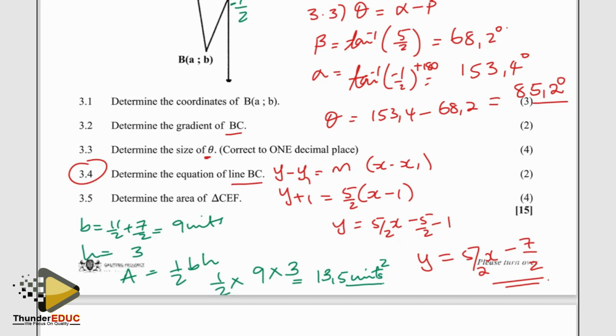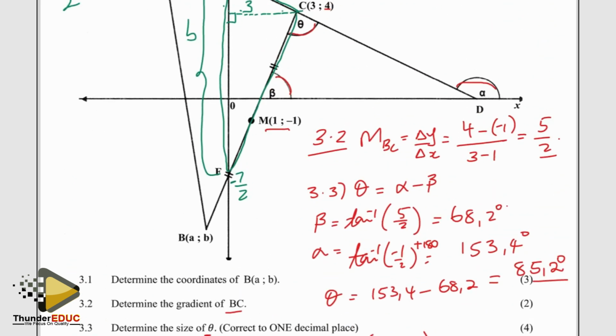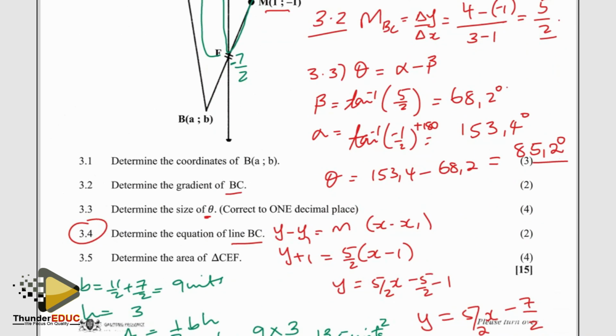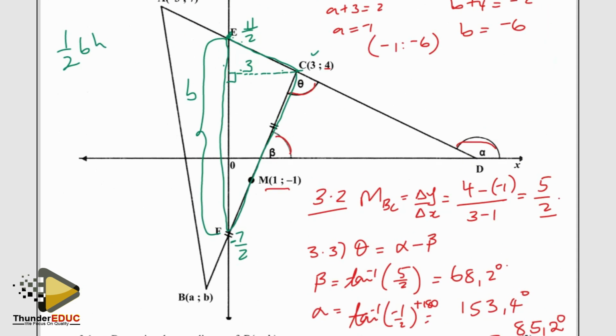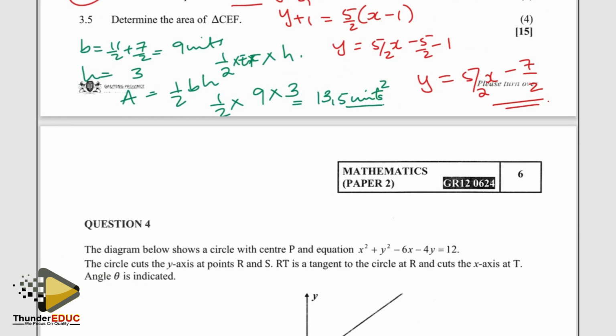Okay. So remember, we agreed that our base is going to be EF. So you can also write it as a half times EF, then multiplied by the height, which is now the 3. Okay, so that is 3.5. That is how question 3 would have been approached.